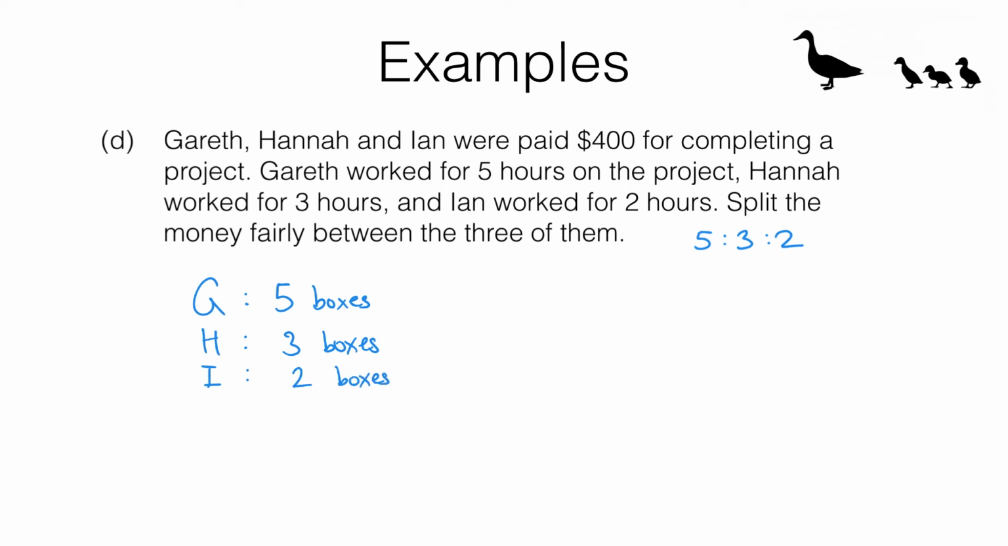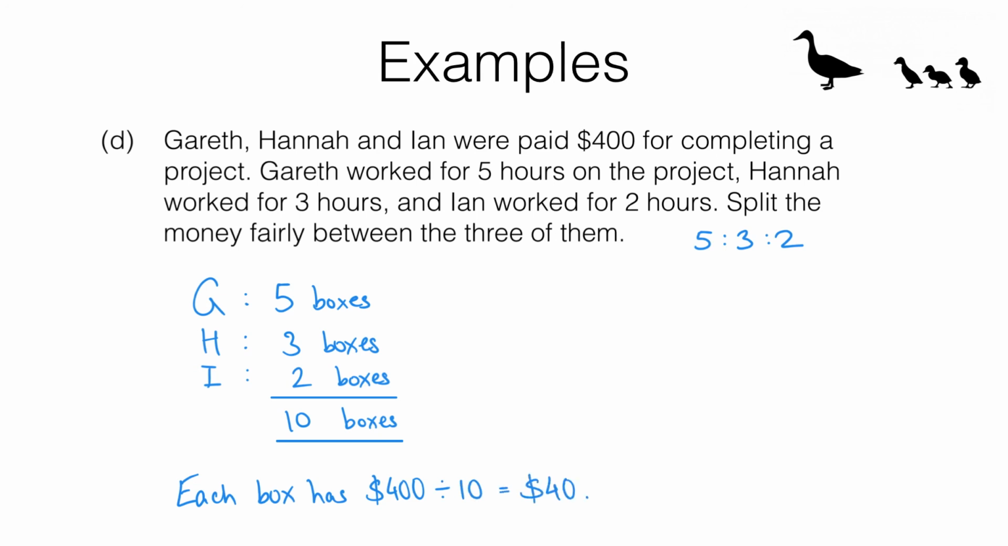That means altogether we need 10 boxes. And we're going to put an equal amount of money into each box. How much money do we have again? $400. That's what we need to share between the 3 of them. So, sharing $400 between the 10 boxes, we find that each box must have $40. That's $400, the total amount we're sharing, amongst 10 boxes, and that's $40.